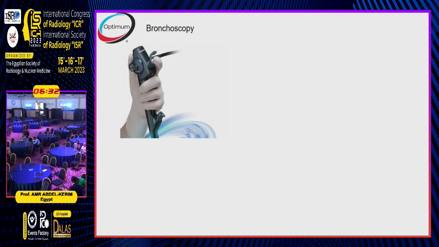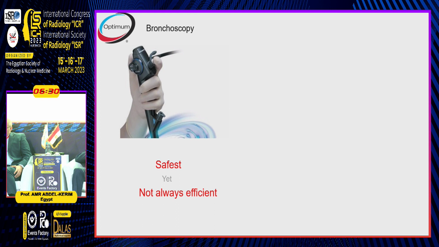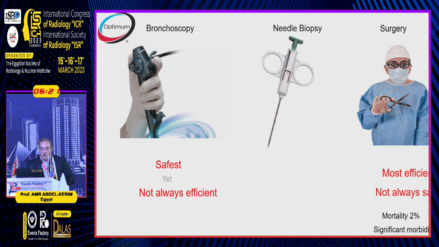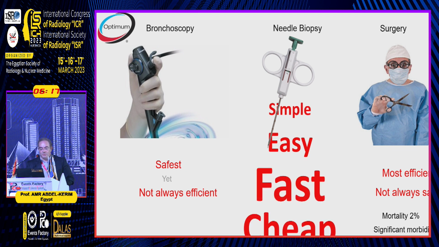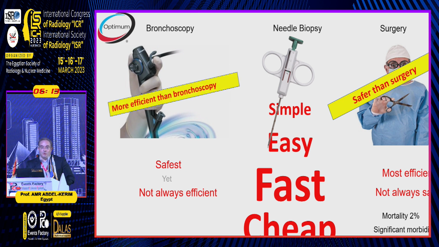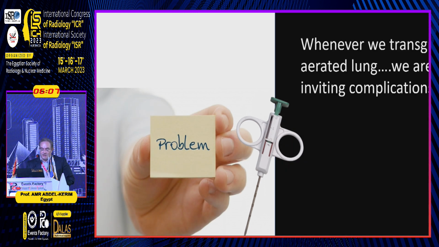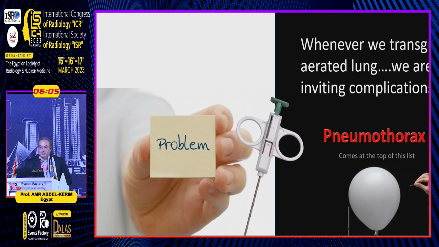Bronchoscopists offer the safest biopsy; however, they are not always efficient. Whereas surgeons get very efficient biopsies, still they are not always safe. Needle biopsy offers a simple, easy, fast, and cheap way to get biopsies. It is safer than surgery, and still more efficient than bronchoscopy. However, whenever we transgress an aerated lung with a needle, we are simply inviting complications, and at the top of this list comes pneumothorax.